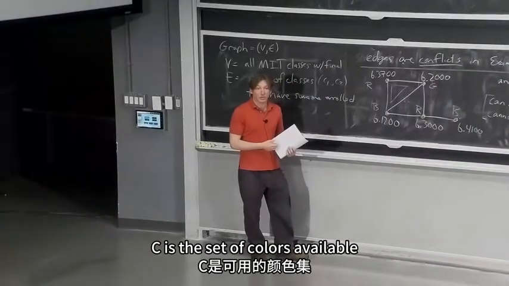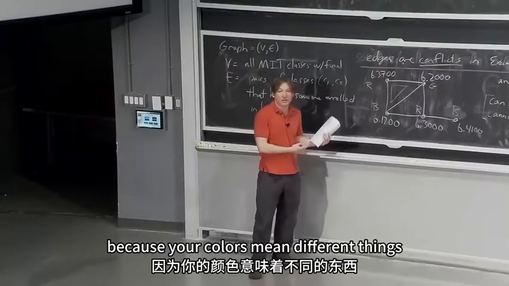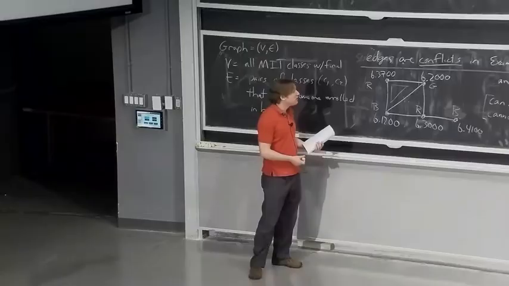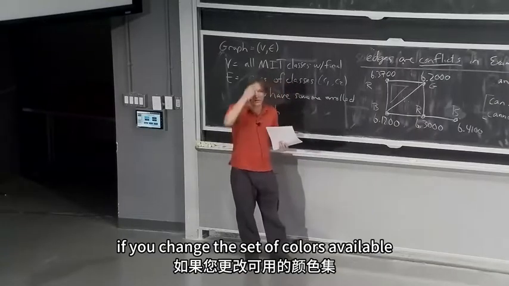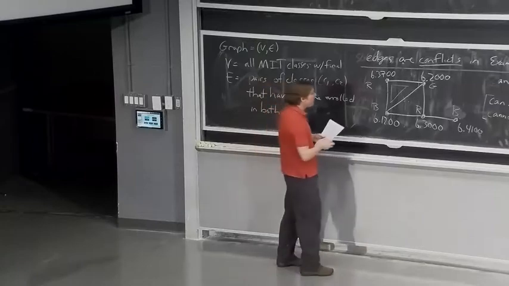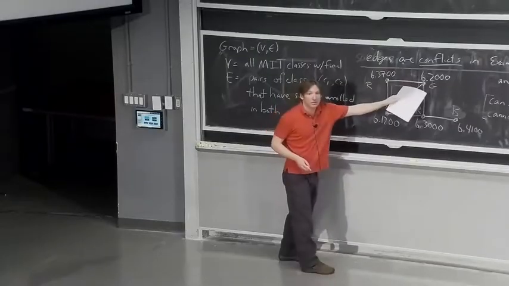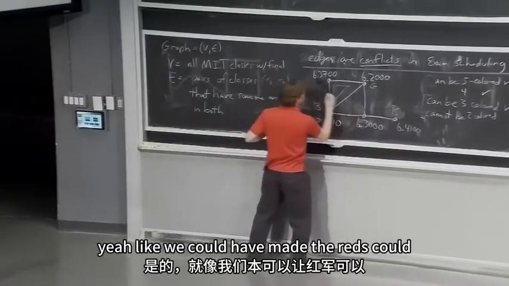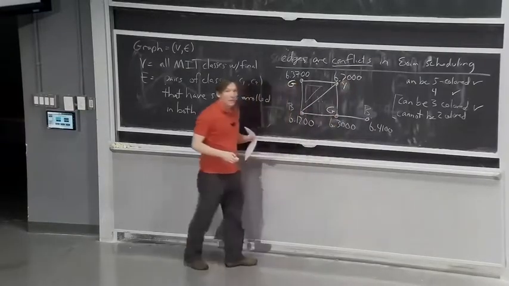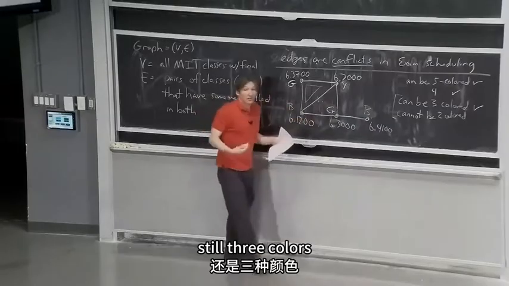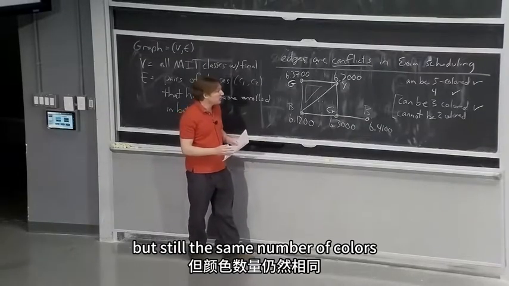C is the set of colors available. So if you change the set C, then you're giving a different coloring, because your colors mean different things. But you're not going to change how many colors are needed. You're not going to change the chromatic number if you change the set of colors available. We could have made the reds instead be green, and this green could be red, or this green could be yellow. Now we've got some greens, some blues, and a yellow. Still three colors. Different coloring, because we're assigning different colors to them, but still the same number of colors.